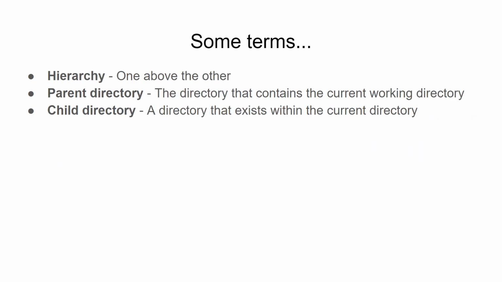So the first thing we need to know is something called a hierarchy. Hierarchy is just the structure in which there's one thing within another thing, and there's something within that another thing. So hierarchy is just that. It's either one within something or one above the other. I'll show you an example of what this means.